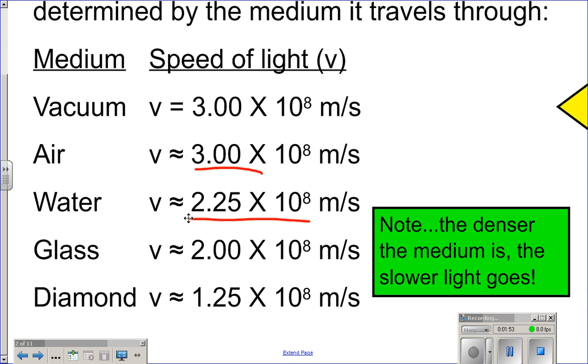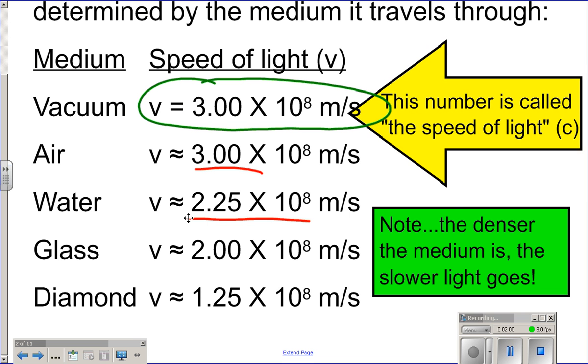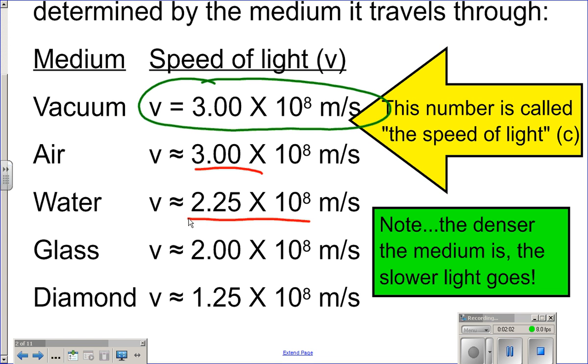Also worth noting, this number here has a special name. That number is called the speed of light. It is abbreviated with the lowercase letter c. So from now on, whenever you see the letter c in an equation, that means 3 times 10 to the 8th meters per second. That is the speed of light in a vacuum. Even in Einstein's E equals mc squared equation, which you may have seen or heard of, that is what c is, 3 times 10 to the 8th meters per second. So the speed of light is determined by the medium it travels through.